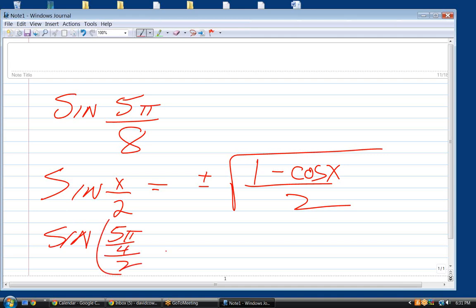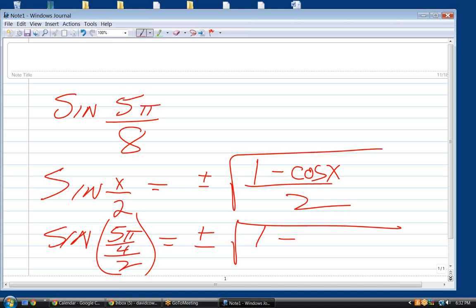it's going to be plus or minus the square root of 1 minus, what's the cosine of 5 pi over 4? You have to graph it, don't you? Or no, because it's just pi over 4. So convert it, figure out which quadrant it's in. That would be in the third quadrant.